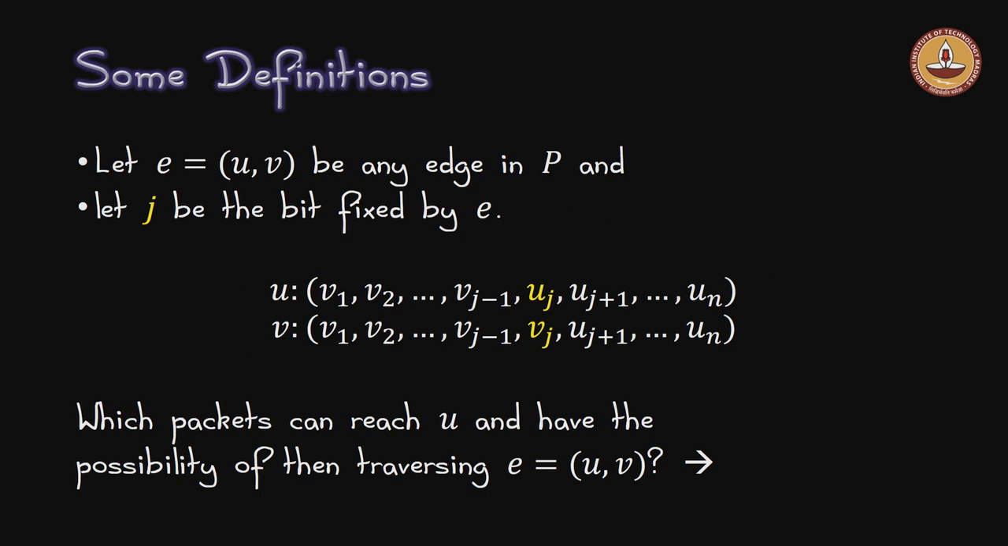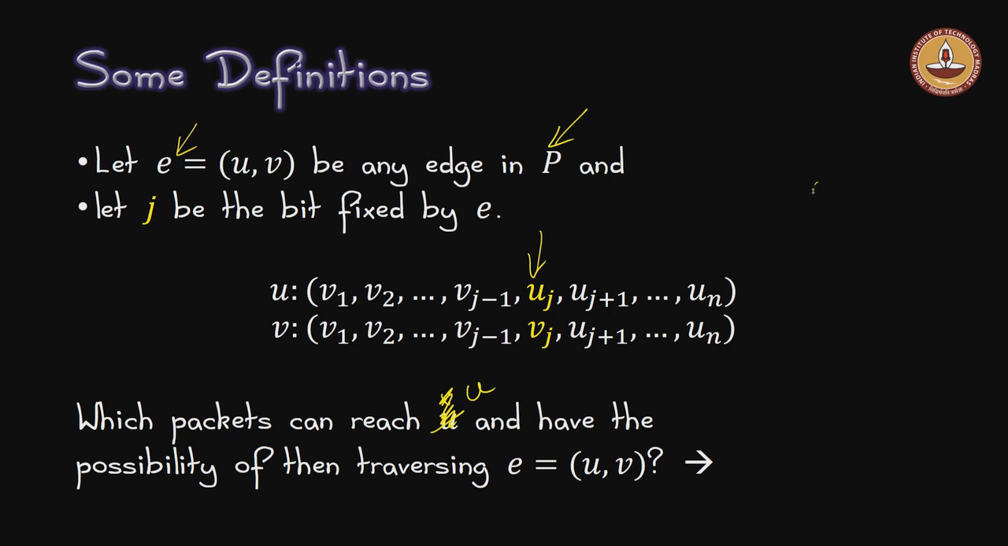All right. So, in order to do this, let us get a few definitions down. Remember we are focusing on a path capital P, and E is some edge in that path, denoted by this position here, because each edge is fixing some bit. In this case it is fixing the jth bit. I am going to ask a question: which packets can reach U and then have the possibility of traversing E?